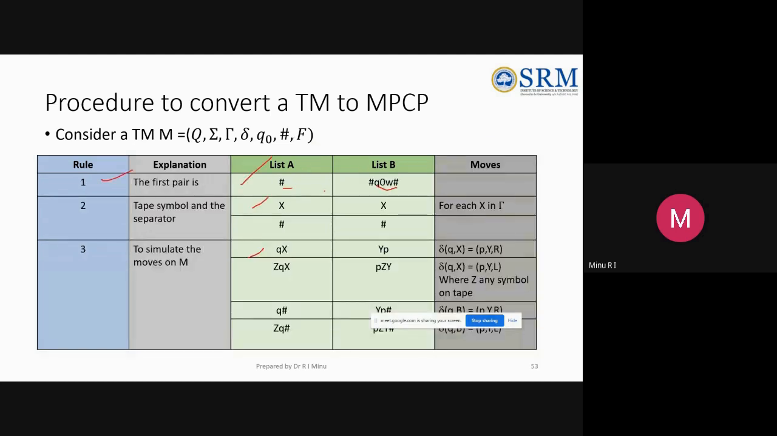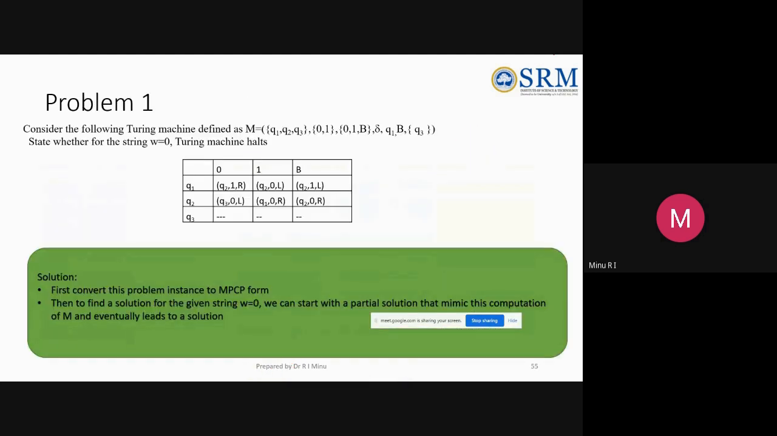Likewise, for a Turing machine, to convert that into an MPC problem, we have to create two lists. After creating two lists, we have to find a combination in such a way that we have the same solution, so that both the left hand side and right hand side have the same set of formation of strings. So this is a very traditional problem.